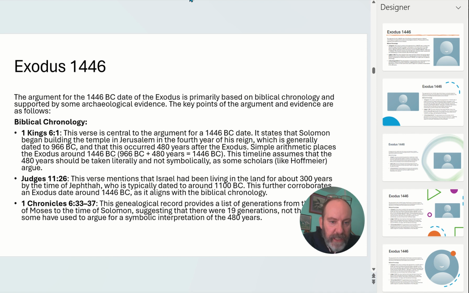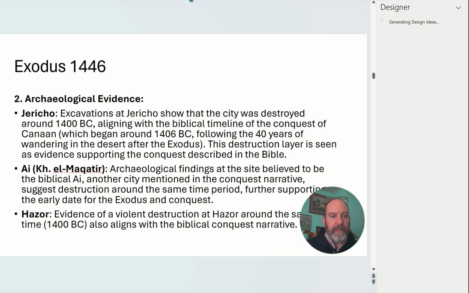You also have some other places. Judges 11:26 mentions that Israel had been living in the land for about 300 years by the time of Jephthah, who is typically dated to around 1100 BC. And then you have 1 Chronicles 6. The genealogical records provide a list of generations from that of Moses to the time of Solomon. So you put those numbers together as well. So it takes a very literal approach to those numbers. Also archaeological evidence: Jericho, for example, dates to around 1400 BC, as does Ai and Hazor. So if you take the date of a conquest of the land around 1406, that fits perfectly nicely.